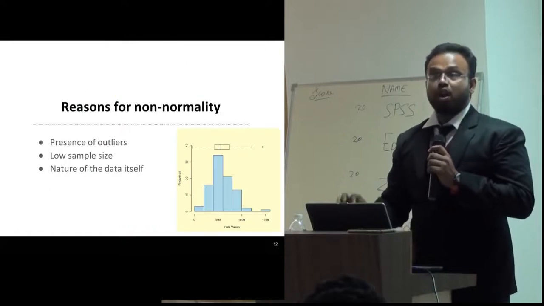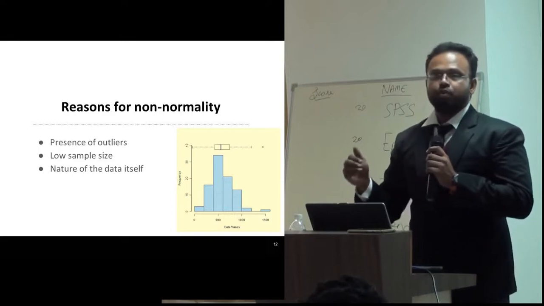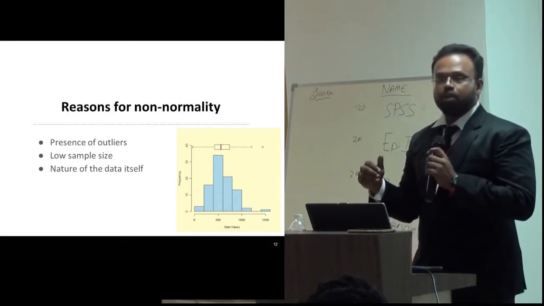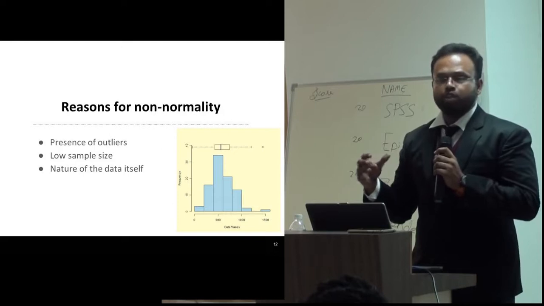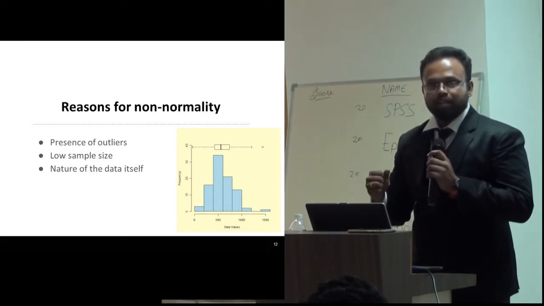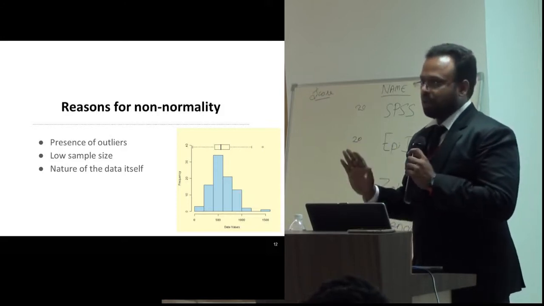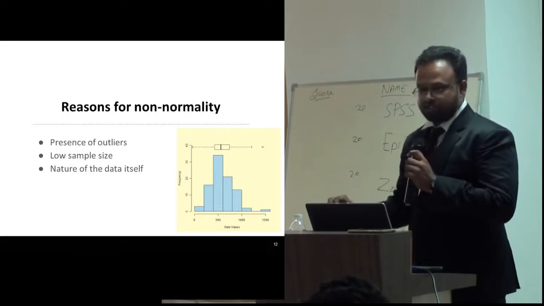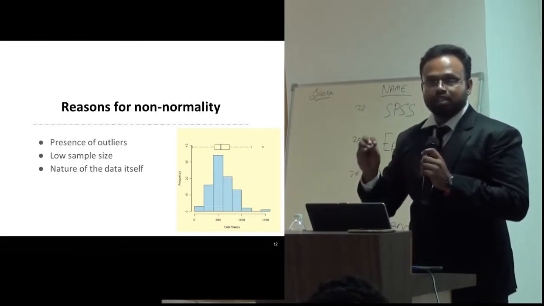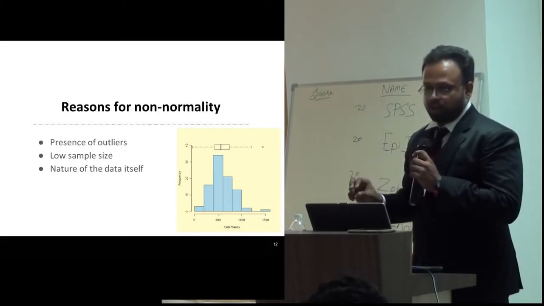So now, reasons for non-normality. Why do you sometimes get, during analysis, non-normal or skewed data? You may think, since I have manipulated the data, I have been caught red-handed. No, it's not that way. There are certain circumstances where you naturally get skewed or non-normal data.